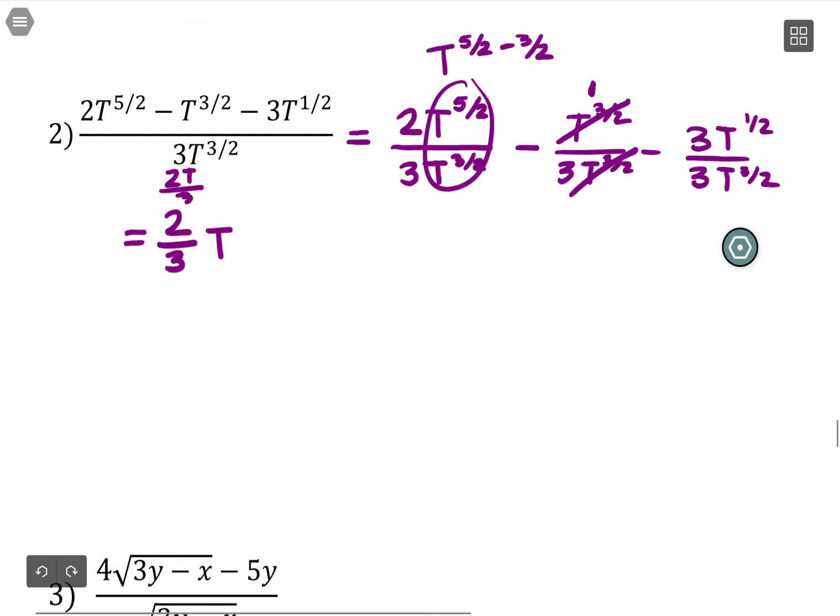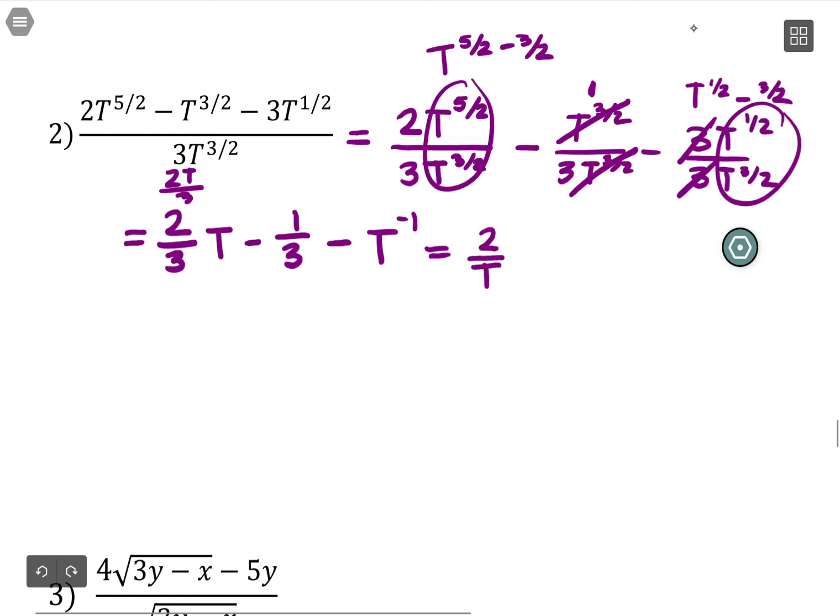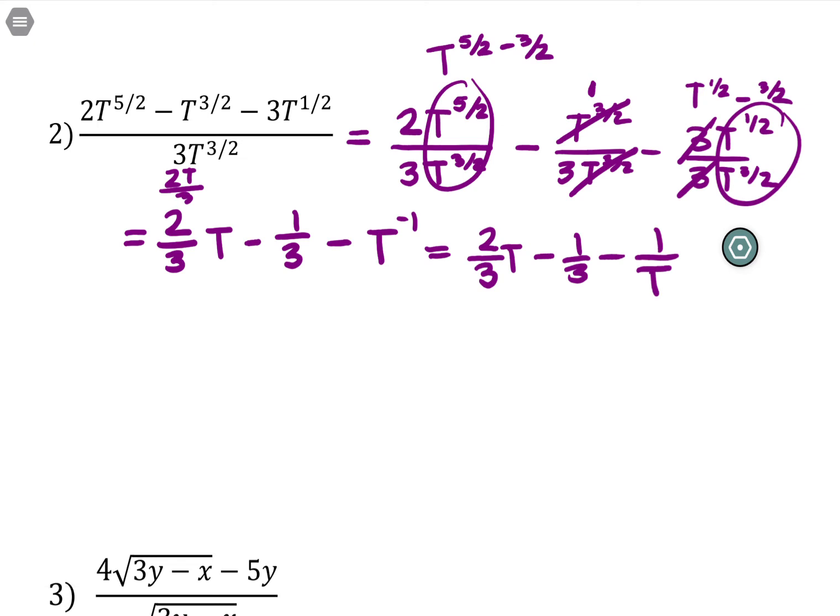Okay, minus 1/3. The last one gets a little bit more interesting. The 3's cancel, but this becomes t to the 1/2 minus 3/2. So it's t to the negative 2/2. So I am just going to go ahead and take that one last step and rewrite that without the negative exponent. Whoops, I'm thinking about 1 over t's, but that's not there. So 2/3 t minus 1/3 minus 1 over t. So there's a fraction, a division problem, rewritten as a subtraction problem again.